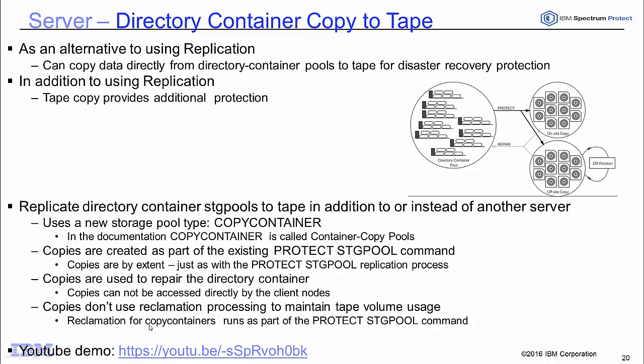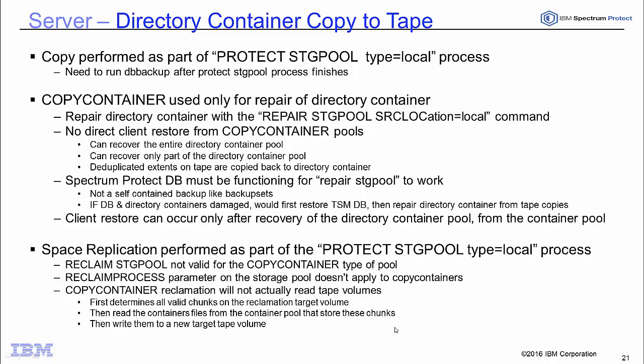In fact, it runs as a part of our actual protect storage pool command, so we don't have to reread the tapes themselves. Let's look at some details on those. Once again, the protect storage pool command is also utilized when we replicate directory container data out to another Spectrum Protect server. The difference here is that our type will equal local. And so when we see type equals local, we know we're making a copy out to the copy container.